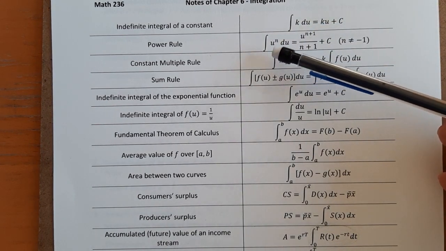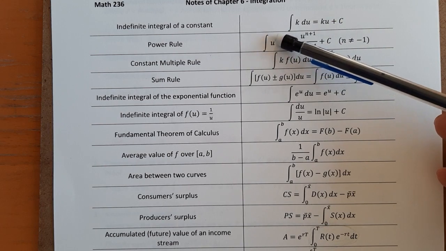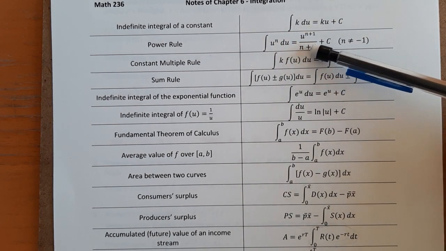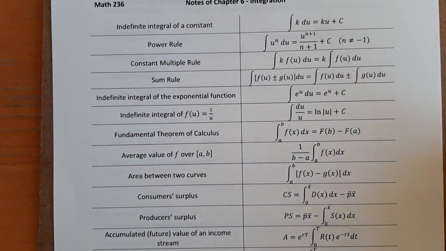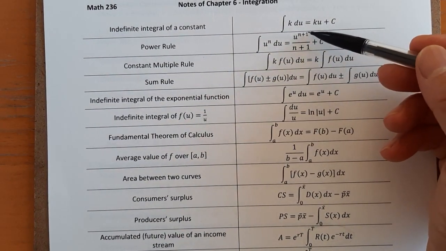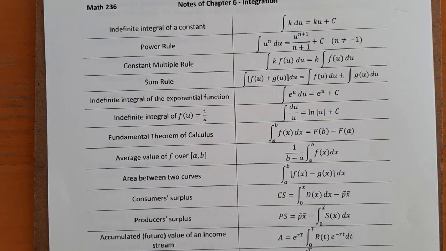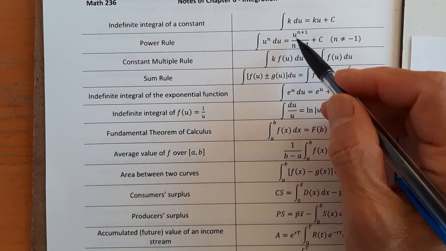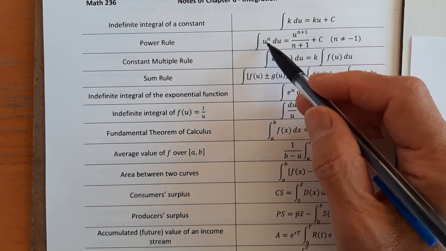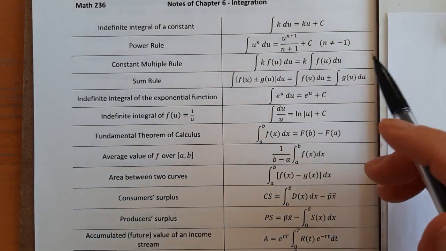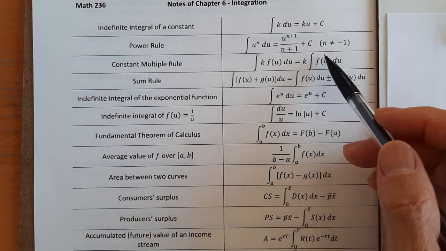And the power rule: the integral of u to the power n equals u to the power n plus 1 over n plus 1, plus c. You can take the derivative of this, and the n plus 1 cancels. Then minus 1 gets u to the power n, because integration is the antiderivative.